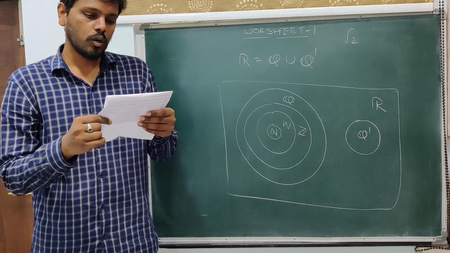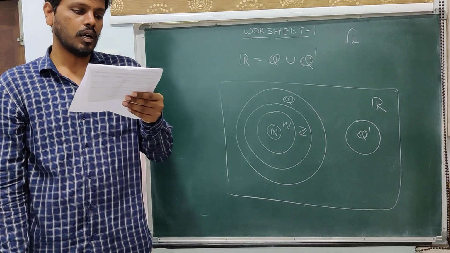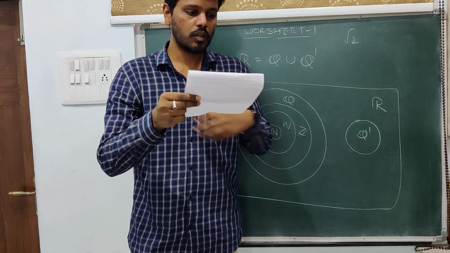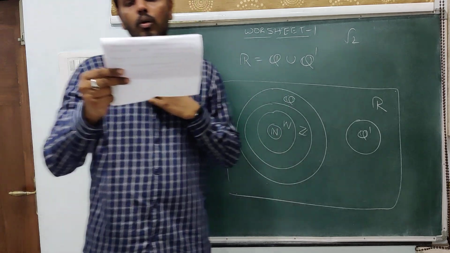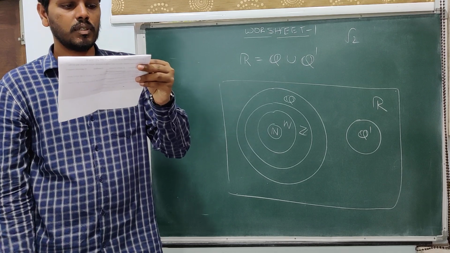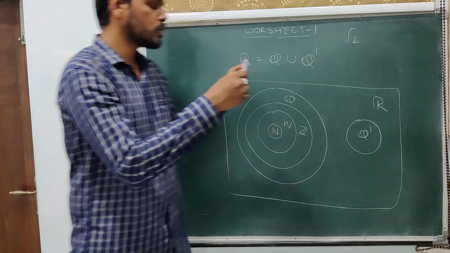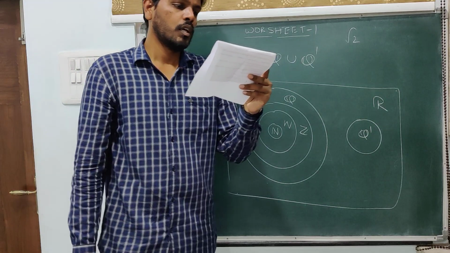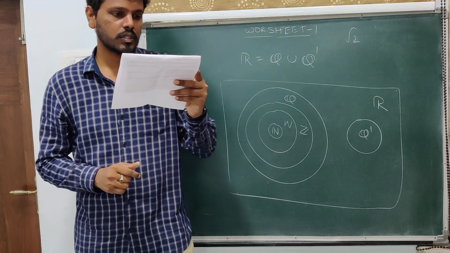Next, all whole numbers are natural numbers, but all natural numbers are not whole numbers. Okay. So all whole numbers are natural numbers, that is very much clear. But all natural numbers are not whole numbers. So look into that. There is a correction in the question which we will discuss later on.